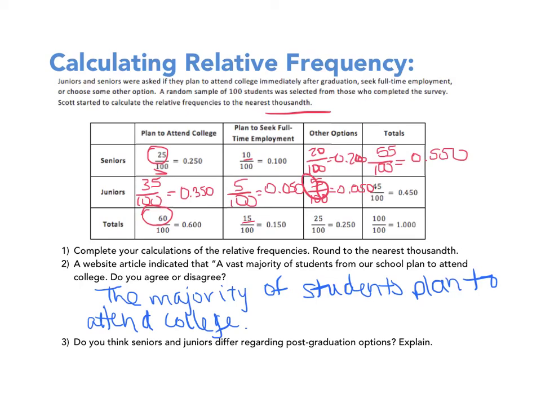Do you think that seniors and juniors differ in post-graduation options? Well, we can see that more juniors right now are planning to attend college, less are planning to seek full-time employment after high school, and even less than this 20 to 50 ratio right here are planning to seek other options. So there's definitely differences in the plans of seniors versus juniors.